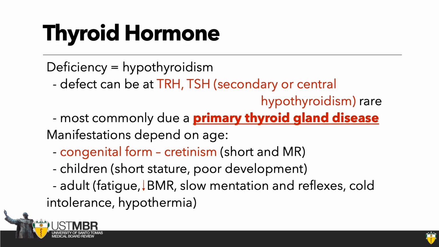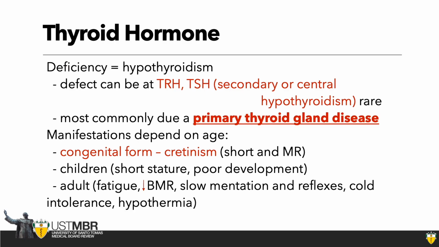If it's congenital and untreated, then you'll have cretinism, where the baby will be short with failure to thrive and have mental retardation. Nowadays, they say it's politically incorrect to call a person a cretin. We just say congenital hypothyroidism.